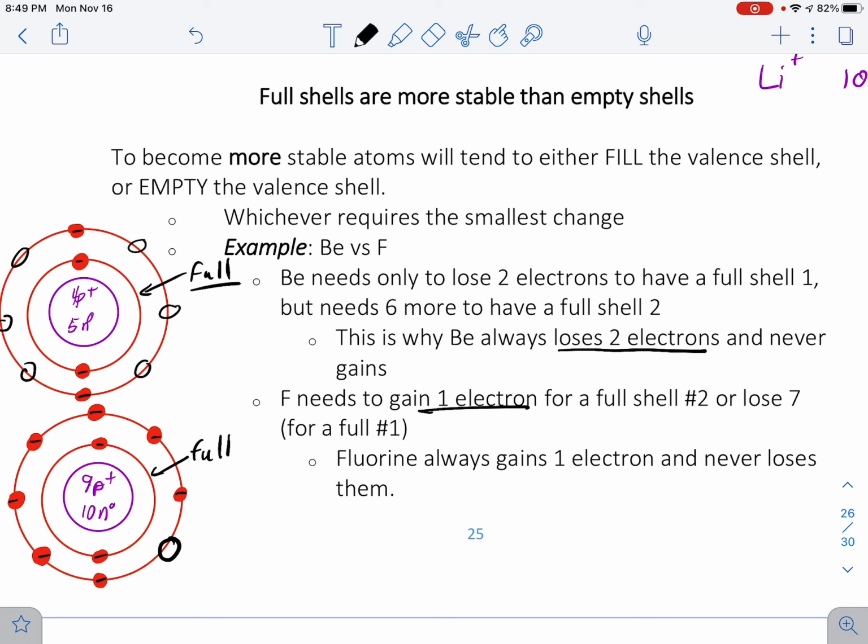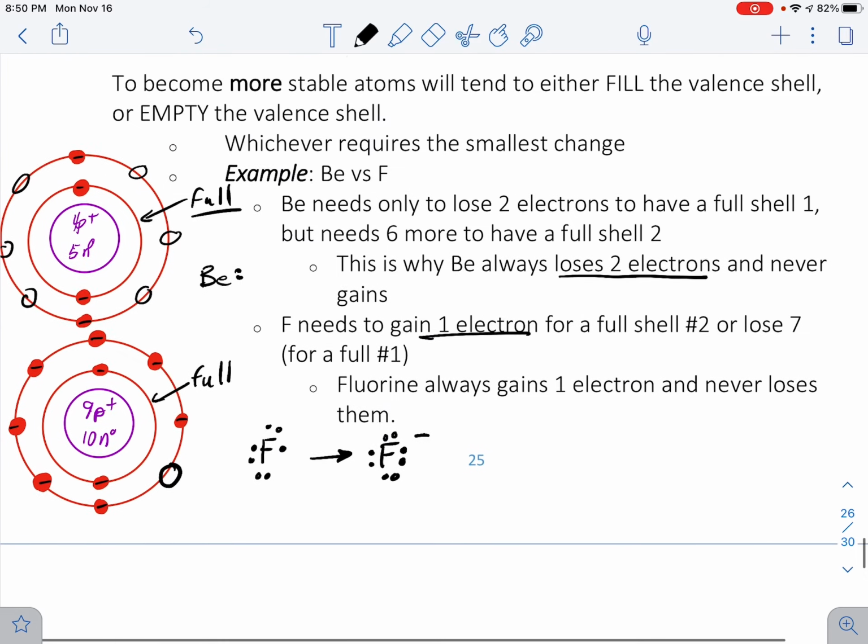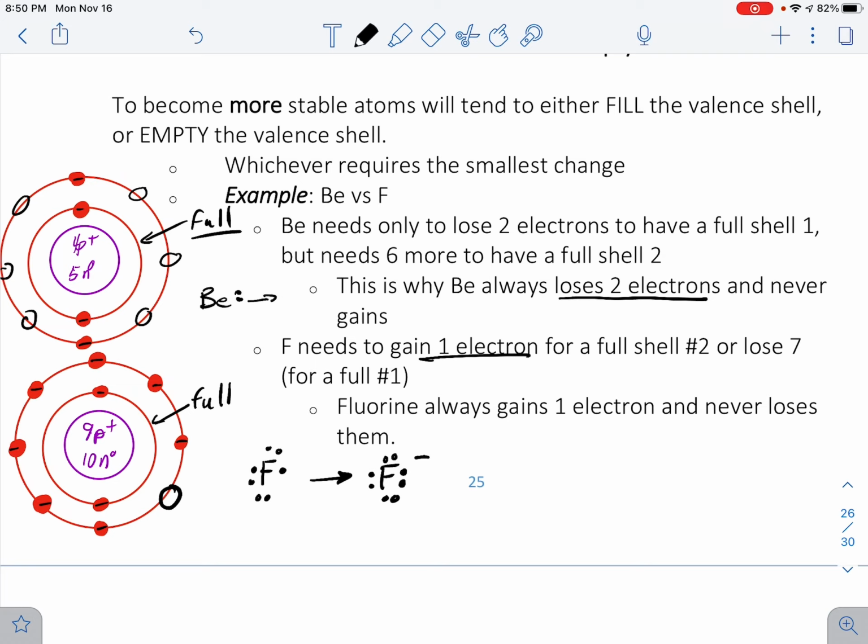So fluorine will go from fluorine with, let's use our new notation, 7 electrons, it would like to just go to fluorine with 8 electrons and gain a negative charge from that extra electron. Beryllium, which had these 2 electrons, would like it if it could just lose those 2 electrons and become a beryllium with a 2+ charge.